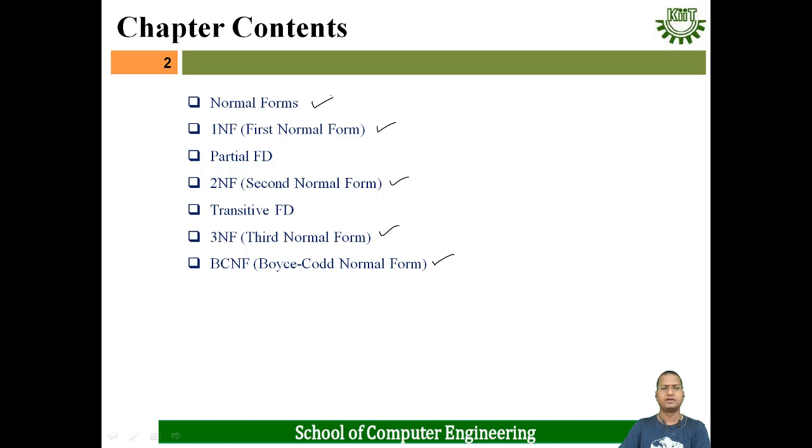These are called normal forms. These are generally the four basic types of normal form, and except for these, another two normal forms are there: the advanced normal forms, 4NF and 5NF. Those we will discuss in the next chapter. And three different concepts we will discuss here, so what is partial dependency and what is transitive dependency. This is all about the chapter content.